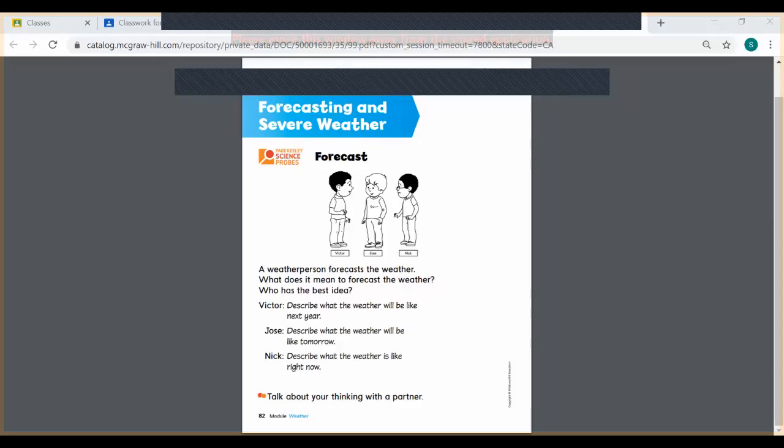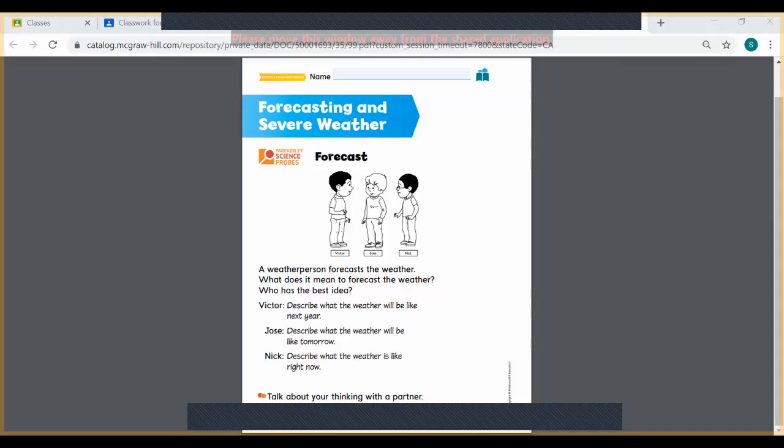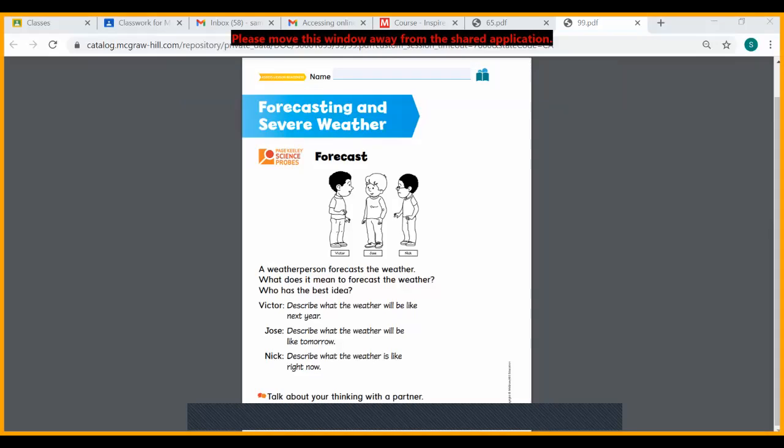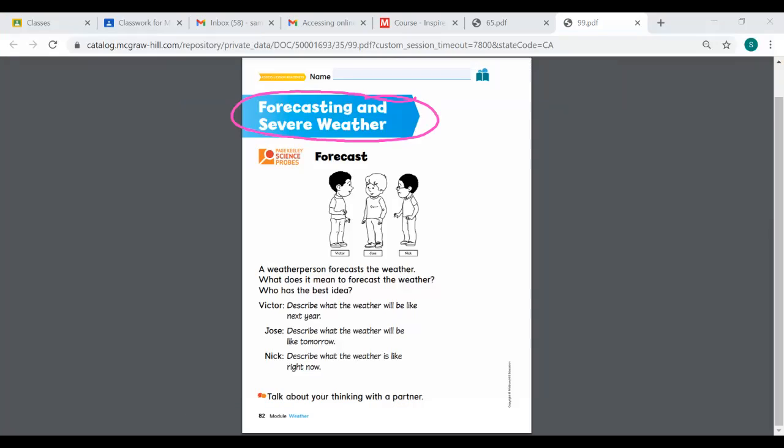We are on the module weather and we are on lesson 3. Make sure you put your name and date at the top of your paper. We are on page 81 in your Be a Scientist notebook, and we are talking about forecasting and severe weather.